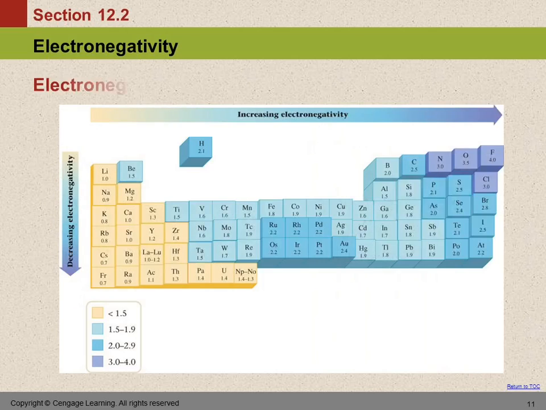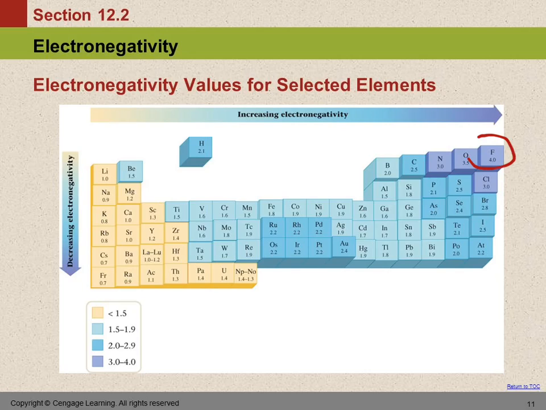Let's see. Hopefully there's a periodic table. Okay, so here is a periodic table that shows the electronegativity values for these different elements. And this is really nice. But what do I want you to know about this? I want you to remember that fluorine is the most electronegative element. So here's fluorine. They're giving us the numbers here, but it's also kind of a topographical map. As we go this way, we're getting higher. The elevation is higher. The electronegativity is higher. And so fluorine over here in the upper right corner is the highest.